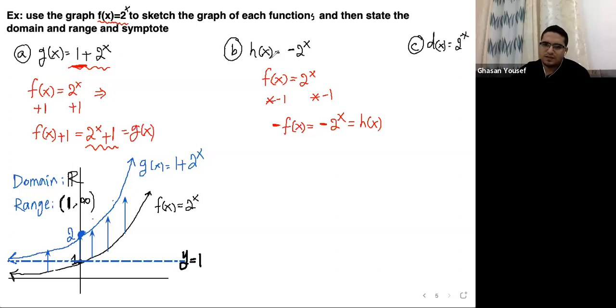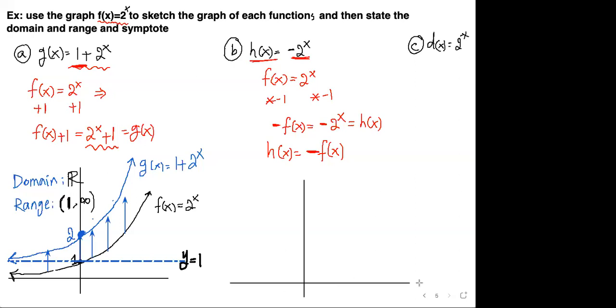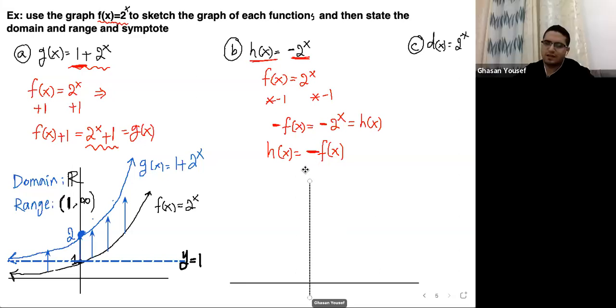This minus 2 to the x is the same as here, and this is equal to h of x. To graph the function h of x, we have to graph the original function f of x, then reflect it around the x-axis because we have a minus outside the function. Professor, if the negative is on the exponent, then we reflect it over the y-axis, right? Yes, exactly, around the y-axis.